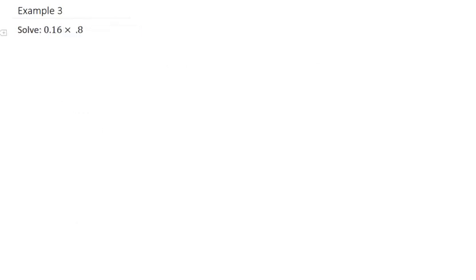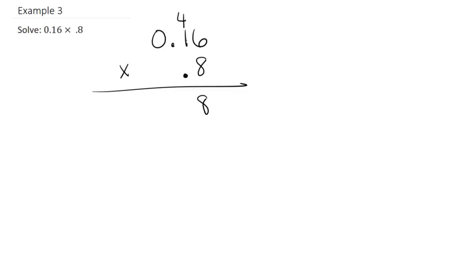Now let's do one final example. Solve for the following. Here we have 0.16 times 0.8. Notice we line up the 8 with the 6. So then we can begin by multiplying. 8 times 6 is 48. Carry the 4. 8 times 1 is 8 plus 4 is 12. Put the 2 below, carry the 1. Now 8 times 0 is 0, but we add the 1, so it's just 1.